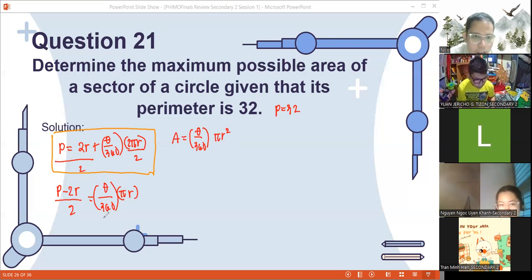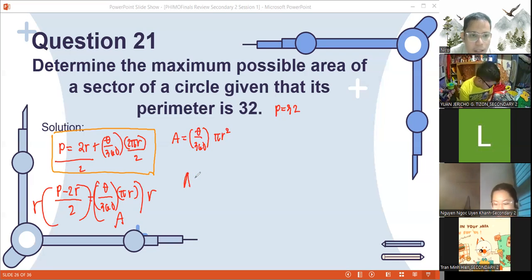Since this one is just r, it's completely the same, but you need to have r squared here. So you should do times r. You multiply this one by r, you multiply this one by r also, because this one will become your area. So the area will become P, or perimeter, minus 2r over 2 times r.